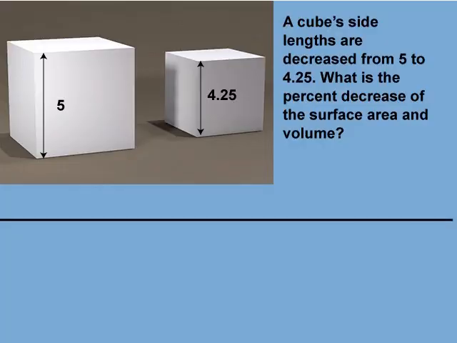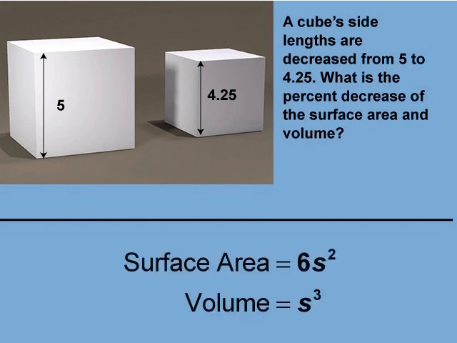A cube's side lengths are decreased from 5 to 4.25. What is the percent decrease of the surface area and volume? The decrease in the side lengths of a cube have a corresponding decrease in the surface area and volume of the original cube. These are the formulas for surface area and volume. We will use these formulas to find the percent change in the cube. Let's start with the surface area.